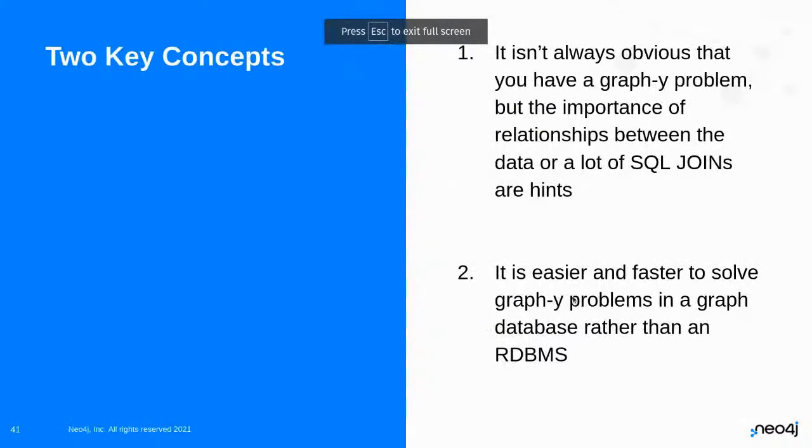So we're going to wrap up now. I want to remind you of the two key concepts. First, it isn't always obvious that you have a graphy problem, but if the relationships matter, if you have multiple SQL joins, those are your big hints. Second, it's easier and faster to solve graphy problems in a graph database rather than a relational database. I hope that is something that you've gotten to see today and taken away from today.